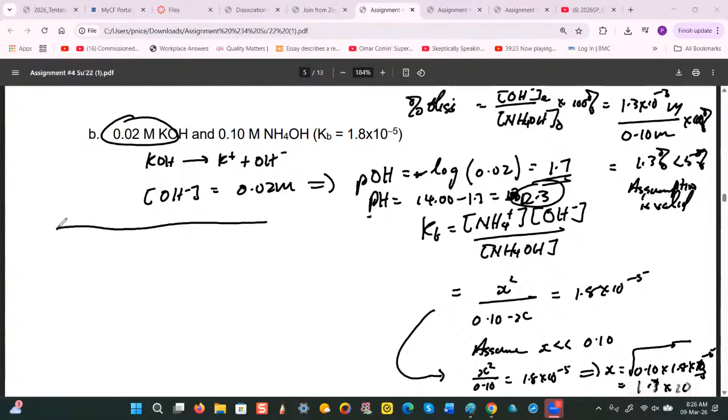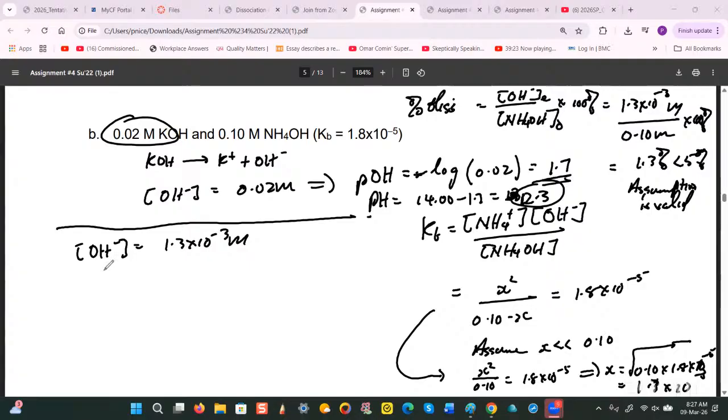Let me draw a line here. So we can still go ahead and say that the concentration of OH minus is equal to 1.3 times 10 to the minus 3 M. Okay, so how do we find the pH from here? How do we find the pH from this value for the concentration of hydroxide?